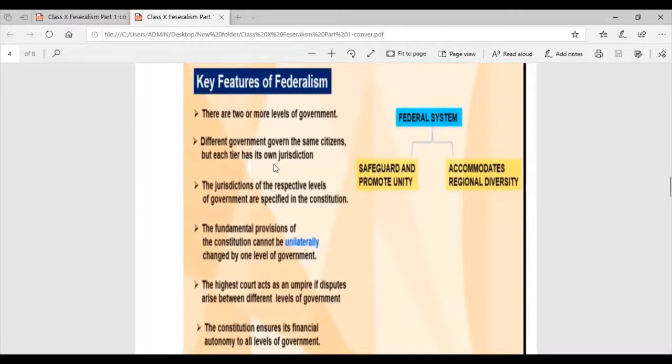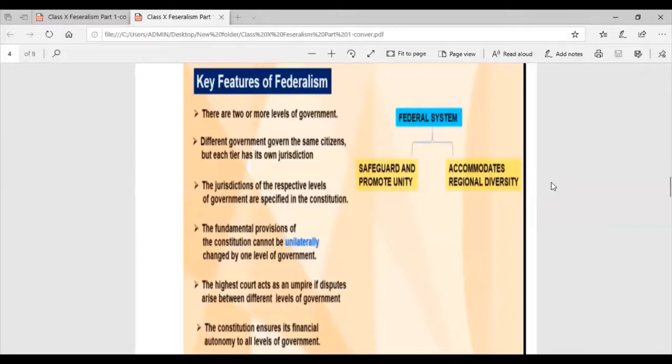Another example to make this point more clear is the passport. Suppose I want a passport, or any citizen needs a passport, who will issue the passport? The right to issue the passport is with the union government, and it comes under the purview of the Ministry of External Affairs. So before issuing the passport to a citizen, what will the Ministry of External Affairs do?